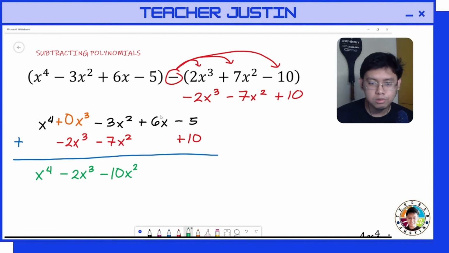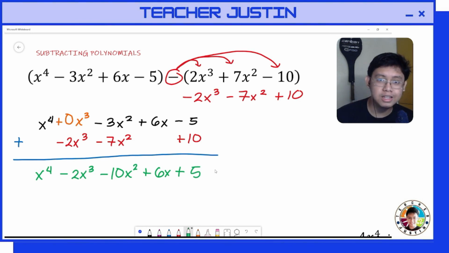Next, let's proceed to positive 6x. Since positive 6x doesn't have any partner, we will just bring down positive 6x. Okay. Then last one, we have negative 5 plus positive 10. Since they have different signs, copy the sign of the larger number, positive, and then subtract 10 minus 5, that will be 5.